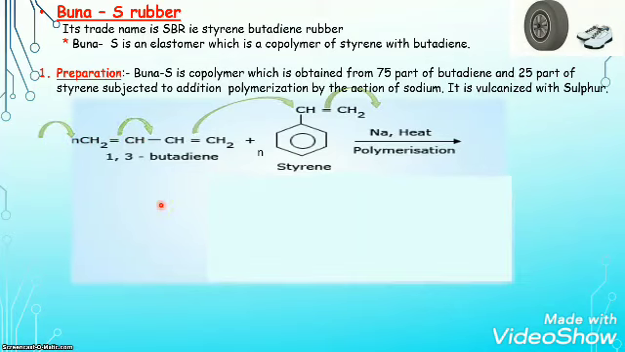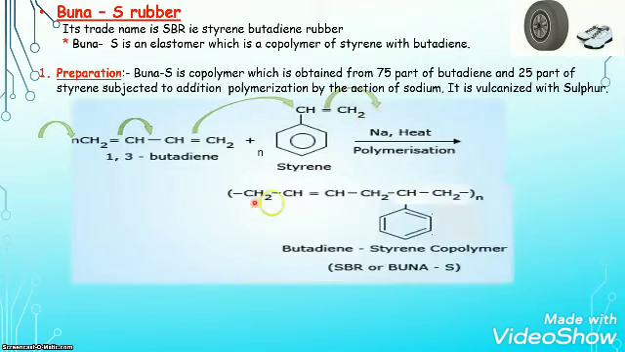So the structure of Buna S will start from this CH2. Then CH2, this double bond will be converted into a single bond. Then CH, then there is the formation of a double bond in the Buna S. Then CH, then this double bond will break and here will be a single bond in the Buna S. This CH2 is directly attached to the CH of styrene. Then here also a double bond will break and form a single bond. So the structure will look this way.